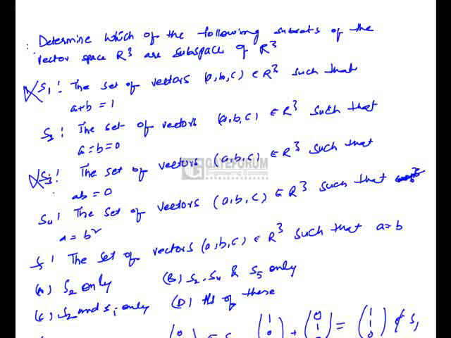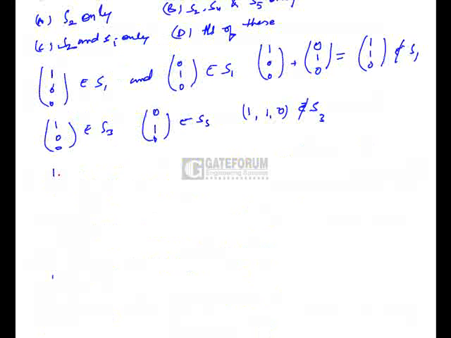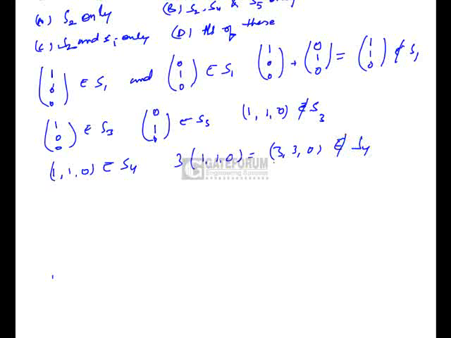Let us take an example for S4. Here S4 is the set of vectors A, B, C such that A is equal to B square. So we can take the example 1 1 0. It belongs to S4. Why? Because here A is equal to B square. If it is a subspace of R cube, then it should be closed under scalar multiplication. But if we take 3 into 1 1 0, it is nothing but 3 comma 3 comma 0. Here this doesn't belong to S4. Why? Because here A is not equal to B square. So we can eliminate even S4.